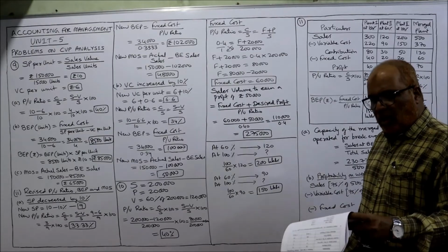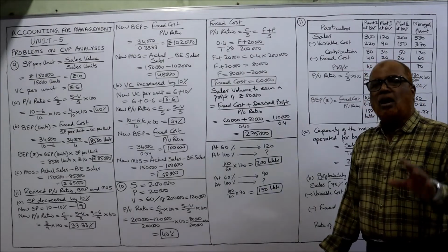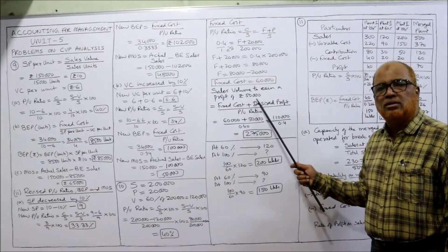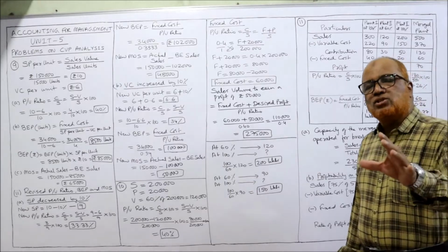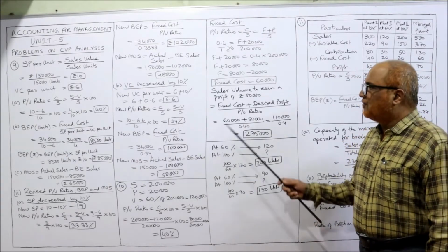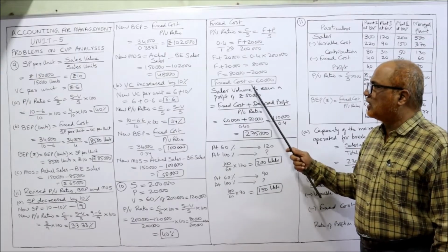What is the third question? Sales volume to earn a profit of 50,000. How much would the sales be to earn a desired profit of 50,000? The formula is fixed cost plus desired profit divided by PV ratio. The fixed cost 60,000, we got it here.